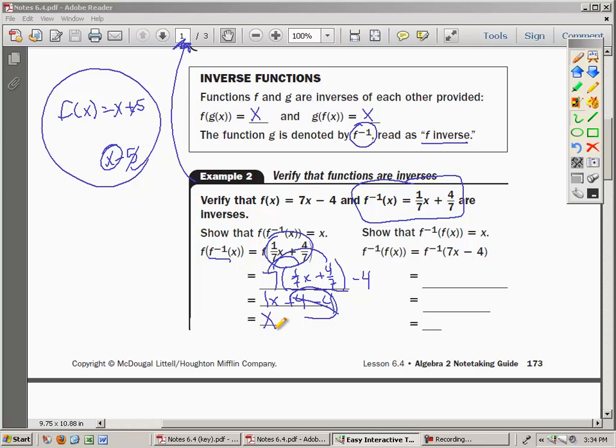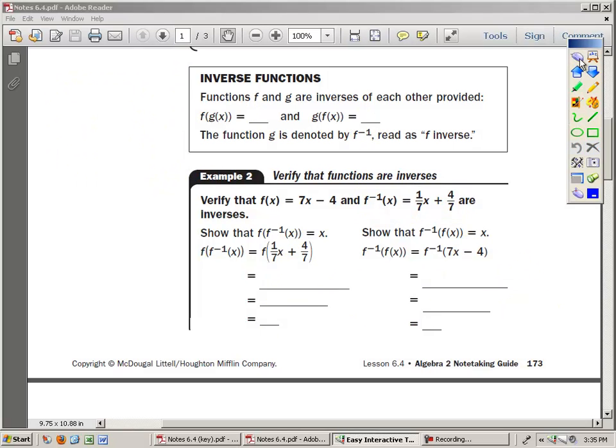Now what if I take f inverse of f of x? Well, the function f inverse says take 1/7 and multiply it by what x is. In this case, it's 7x minus 4, and then add 4/7. When I distribute 1/7 to both, I get 1/7 times 7, which is x, 1/7 times -4, which is -4/7. And I still have the plus 4/7 on the outside. Now 4/7 and -4/7 cancel, and I'm left with x. So we can guarantee that those two functions are inverses because when I take the composition both ways, f of f inverse and f inverse of f, we get x both times.